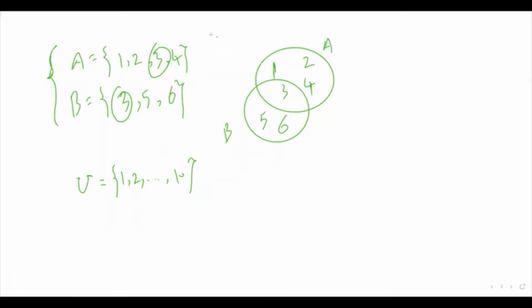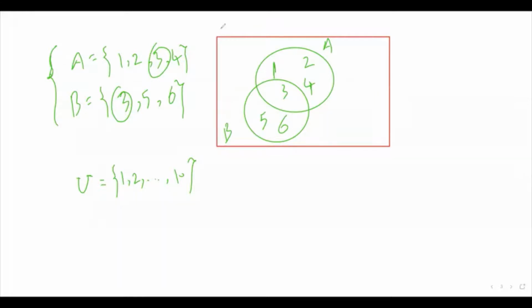So usually for the universal set, we use a rectangle, and it must contain all the other sets inside it. We have all the elements from 1, 2, 3, 4, 5, 6. So what is missing? 7 is missing. I put it outside. 8 is missing. 9 is missing, as well as 10. And this is called the universal set.